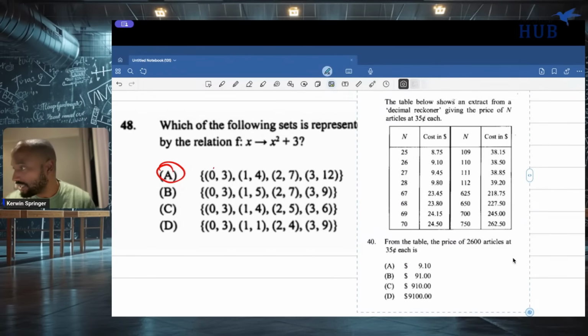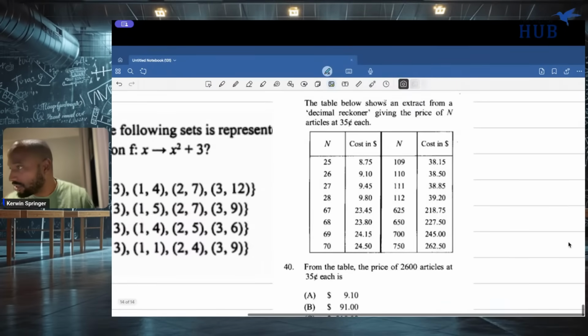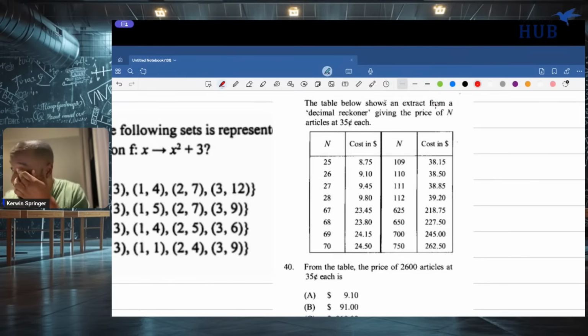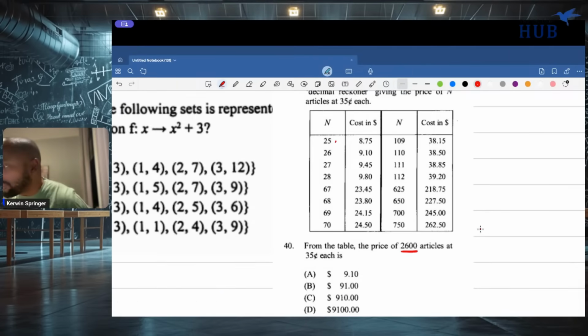From the table, the price of 2,600 articles. This looks like one of those old school questions I used to do for exams. The table below shows an extract from a decimal reckoner giving the price of n articles at 35 cents each. All right, so 25 is this, 26 is this, 27 is this, 28 is this. Cool, so it's 2,600 articles at 35 cents each.